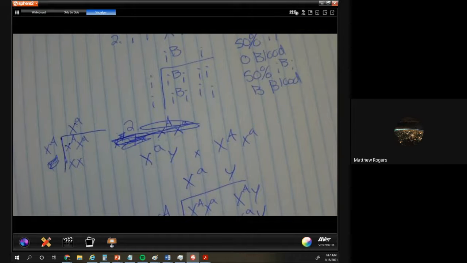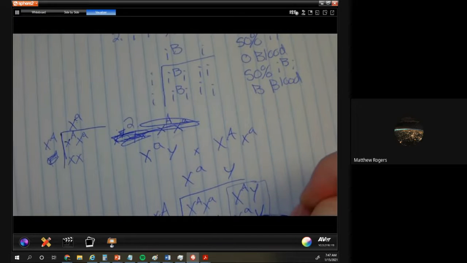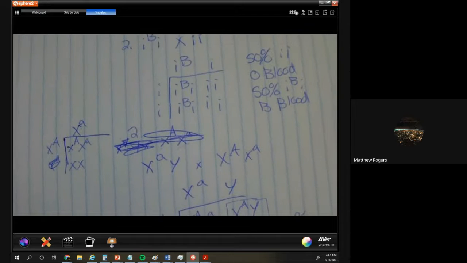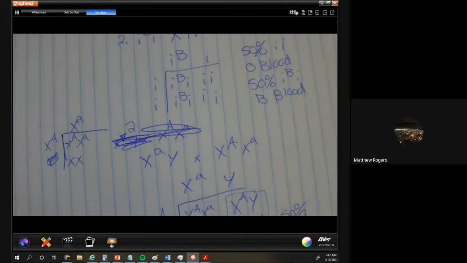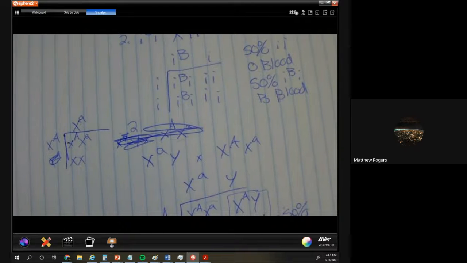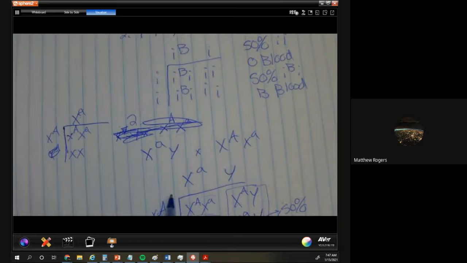So it says, what percentage of the sons would be colorblind? Well, we're just looking at the sons here. So 50% of them will be colorblind. And we look here, how much of the daughters? We've got an X little a, X little a. That means 50% of the daughters will be colorblind. That's kind of rare. Girls with colorblindness, it's only like 3% of people that are colorblind are girls. So we have 50% and 50%. I think that answers the question.